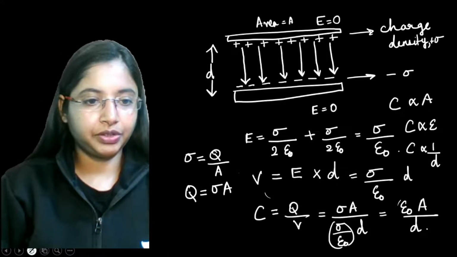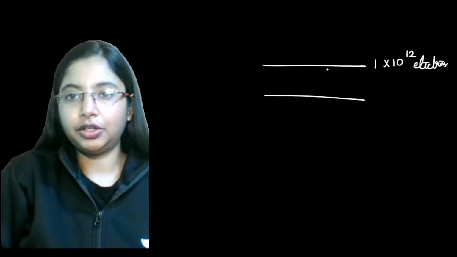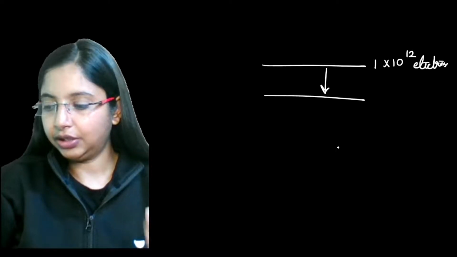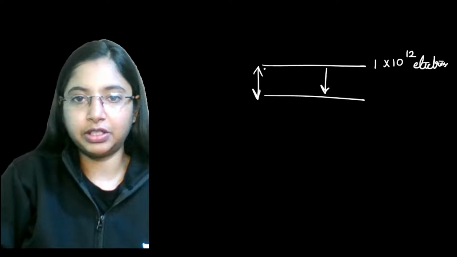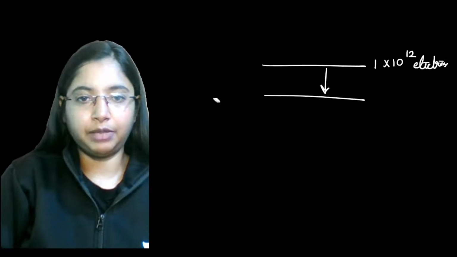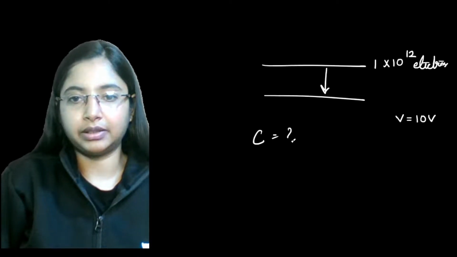Okay, a very simple question you can do in this case is, let's say you have two conductors. Just two conductors, not a parallel plate or anything. Let's say you are transferring 1 into 10 to the power of 12 electrons from one conductor to another. Because of this, the potential difference developed between these two ends is around 10 volts, and we want to find the capacitance.